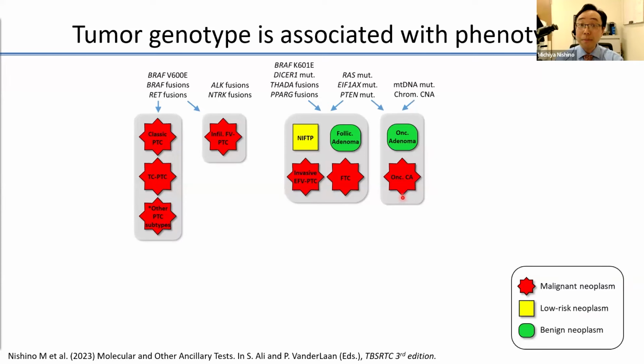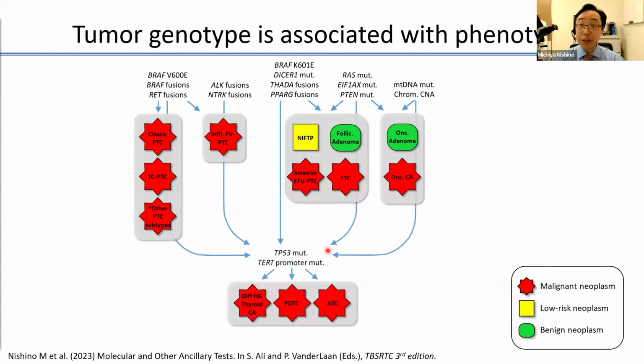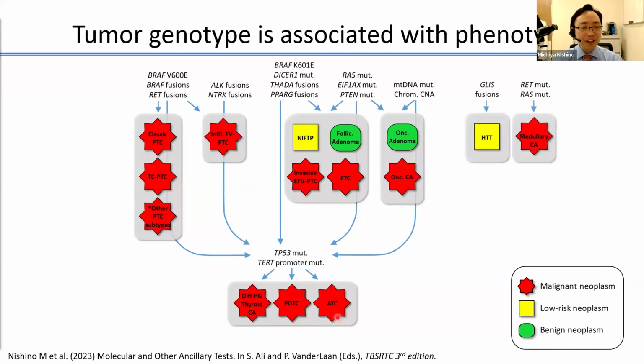Now, importantly, mutations in P53 and the TERT promoter region, especially when these alterations co-occur with one of the driver alterations listed up here, can be seen with increased frequency in biologically aggressive cancers like differentiated high-grade, poorly differentiated, and anaplastic carcinomas. And some additional genotype-phenotype correlations to be aware of in thyroid neoplasia include GLIS gene rearrangements in hyalinizing trabecular tumors and RET mutations and RAS mutations in medullary carcinomas.